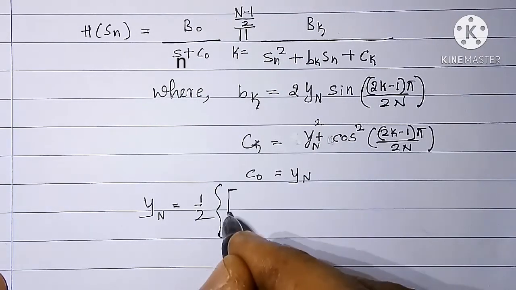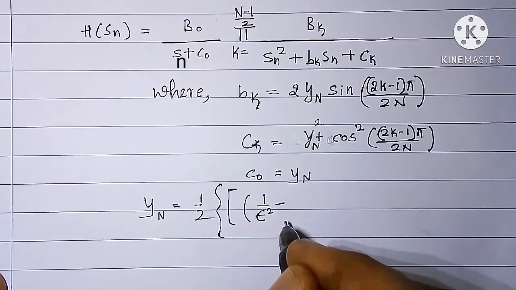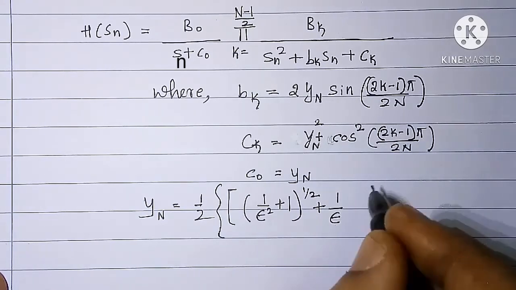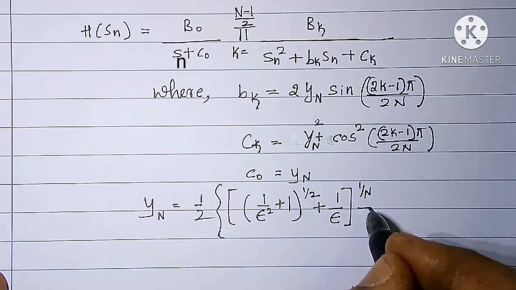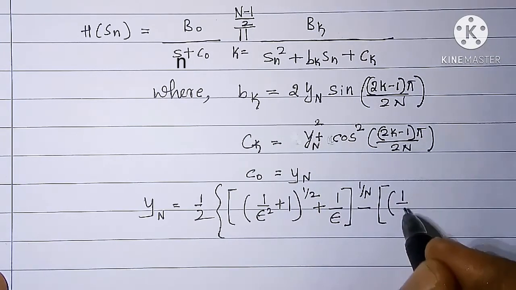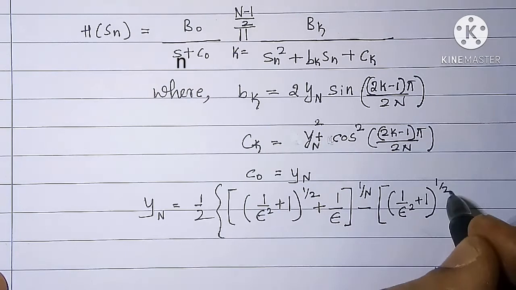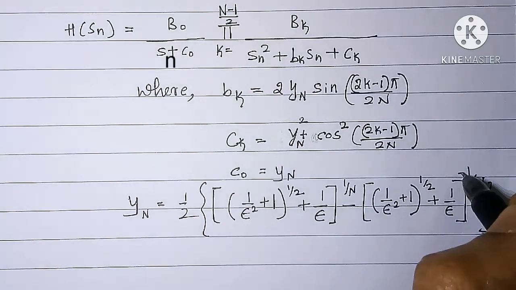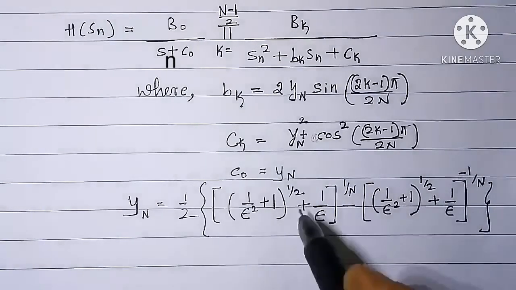half of {[(1 upon epsilon square plus 1) raised to half plus 1 upon epsilon] raised to 1 by n minus [(1 upon epsilon square plus 1) raised to half plus 1 by epsilon] raised to minus 1 upon n}. This minus sign is very important, otherwise you would get 0 result here.